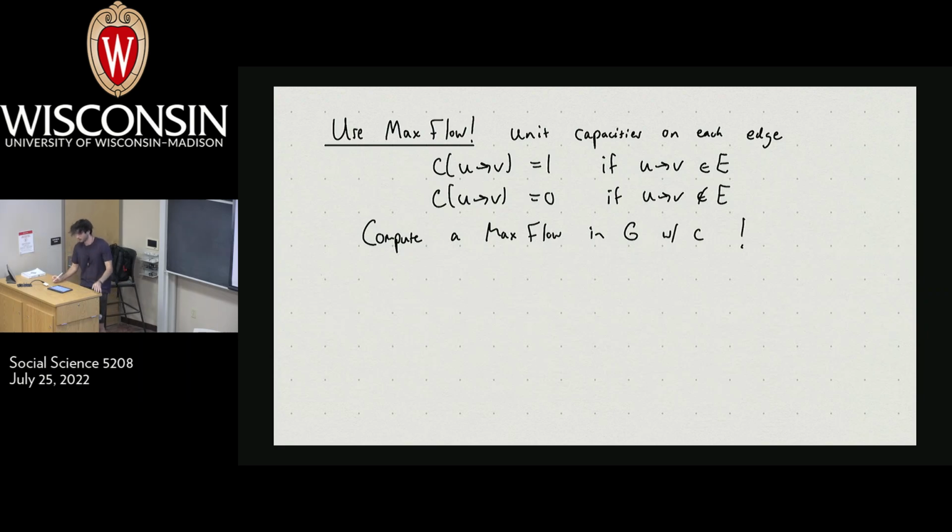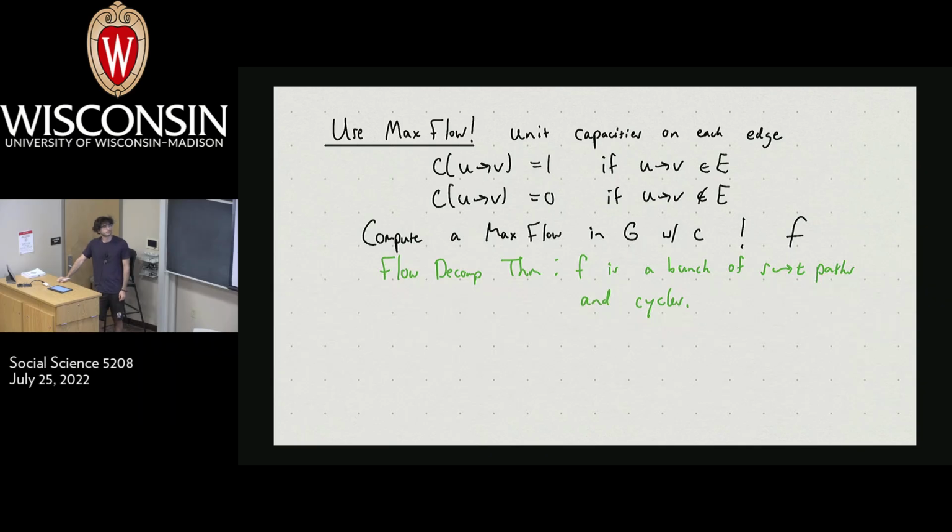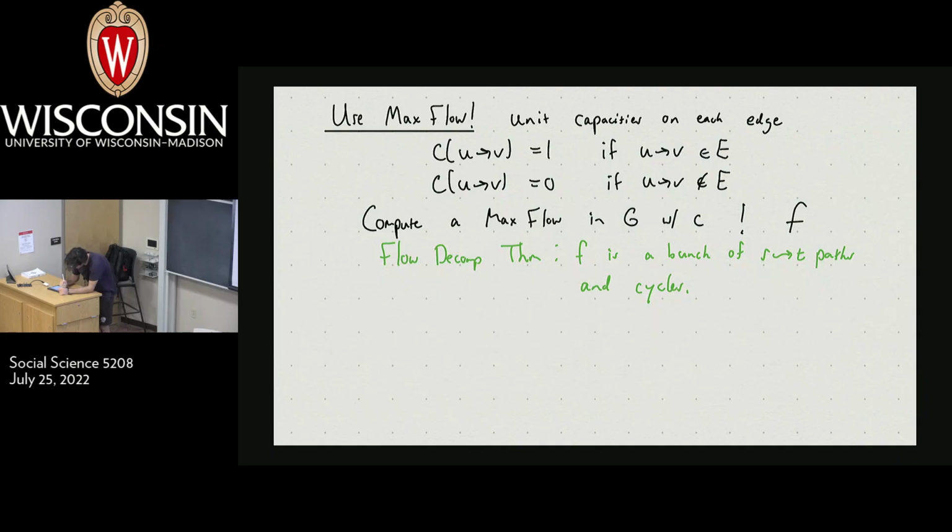So once we do that, we get some flow out F. And now what do we know about this flow? Well, remember from the flow decomposition theorem, we know that F can be broken down into paths from S to T and cycles. And in particular, the total value of the flow is exactly the number of paths.